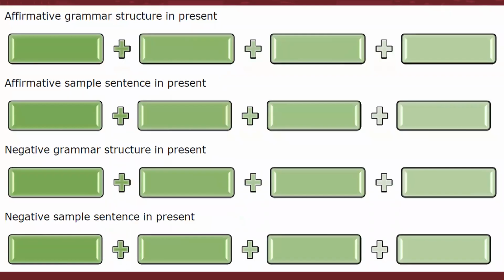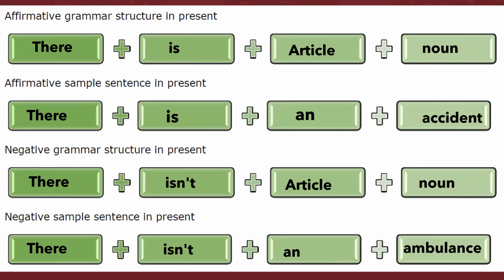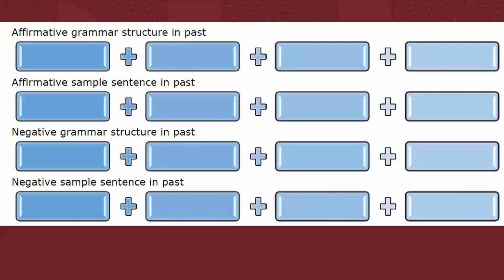Now, for the affirmative grammar structure in present, we have there, plus is, plus article, plus the noun. For example, there is an accident. And for the negative grammar structure in present, in singular, of course, there plus isn't plus article plus the noun. There isn't an ambulance. And now, let's move to the plural forms.